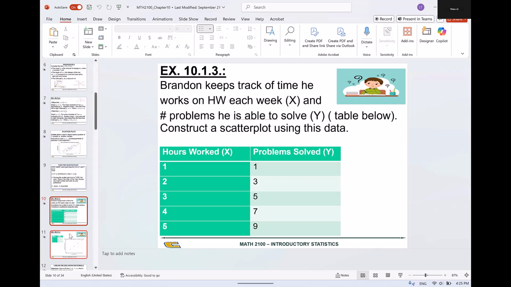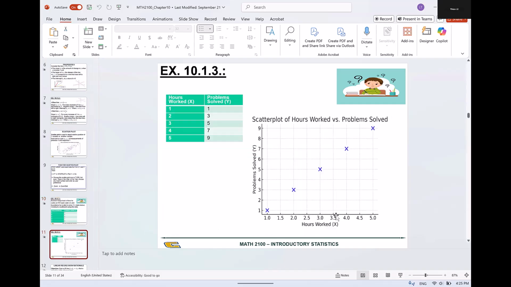So basically here, what you need to do is draw a 2D coordinate system, where you have the x-axis for the hours of work, and the y-axis for the number of problems he solved, right? So here, for example, 1 hour, so 1 problem, 2 hours, so 3 problems. So the x here is 2, the y is 3, 3 hours, 5 problems, and so on. Okay, so this is the scatter plot we have.